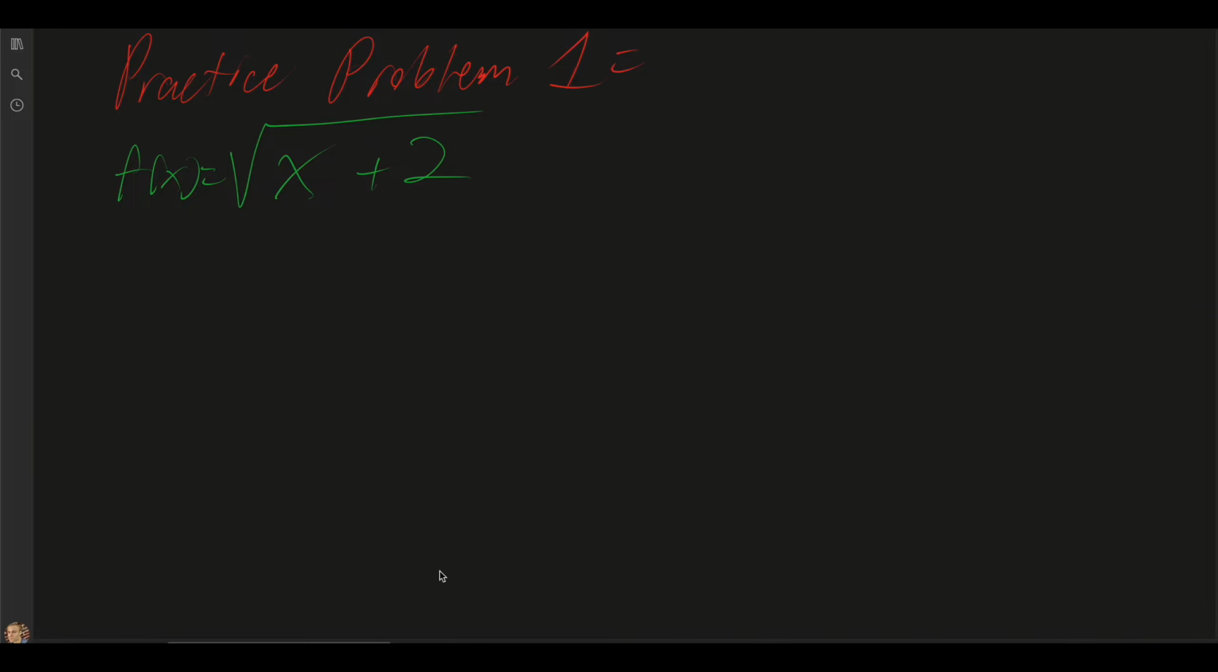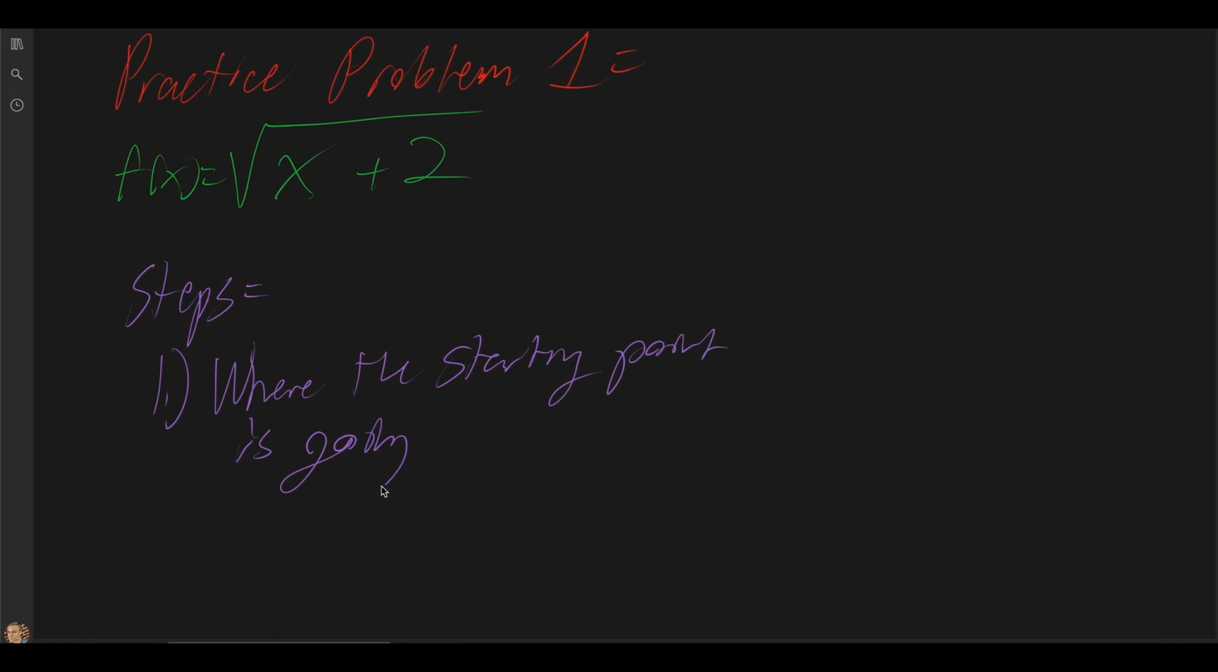Now to go over our first practice problem, we are denoted with the function f of x is equal to the square root of x plus 2. So in order for us to be able to figure out exactly how this entire graph will actually be laid out, the series of steps we need, and have to first figure out exactly, one, where the starting point is going to be, since we are dealing with a square root function, square roots have starting points.